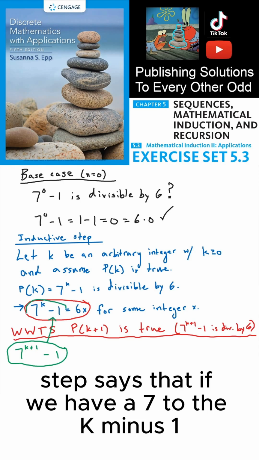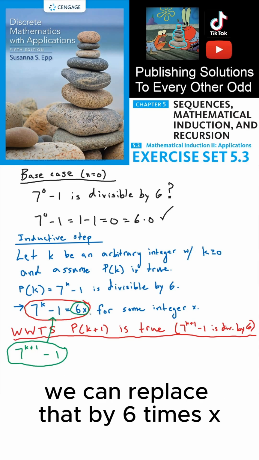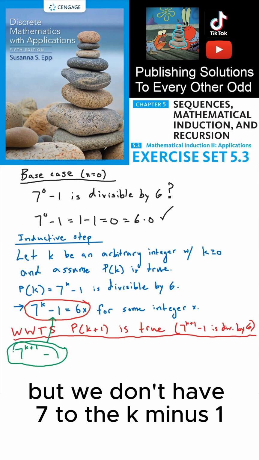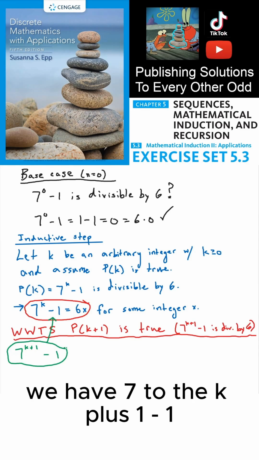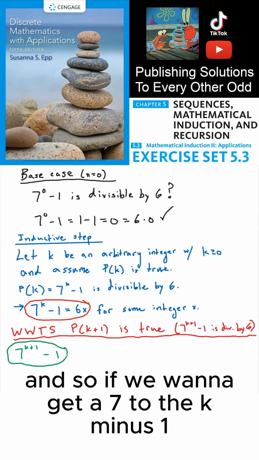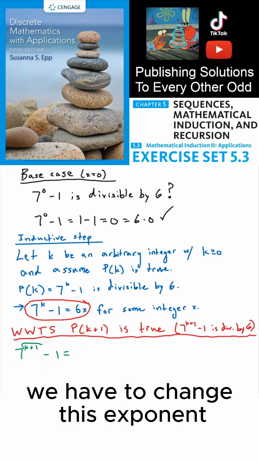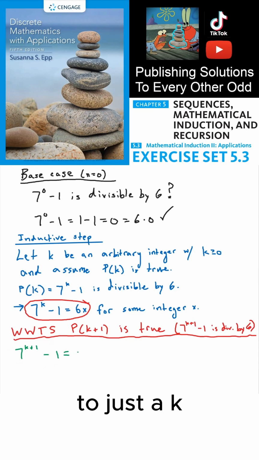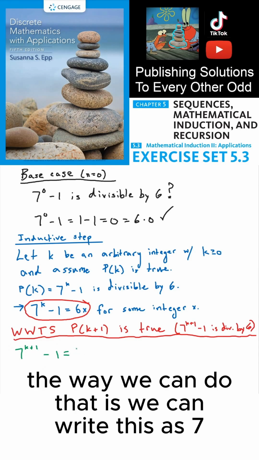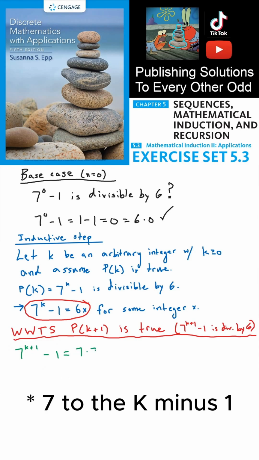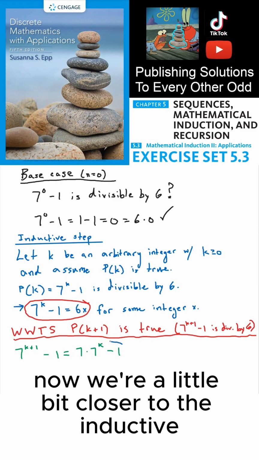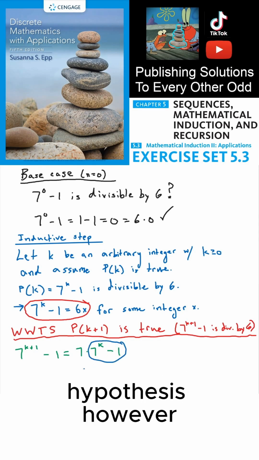The inductive step says that if we have a 7 to the k minus 1, we can replace that by 6 times x. But we don't have 7 to the k minus 1. We have 7 to the k plus 1 minus 1. And so if we want to get a 7 to the k minus 1, we have to change this exponent to just a k. The way we can do that is we can write this as 7 times 7 to the k minus 1. Now we're a little bit closer to the inductive hypothesis.